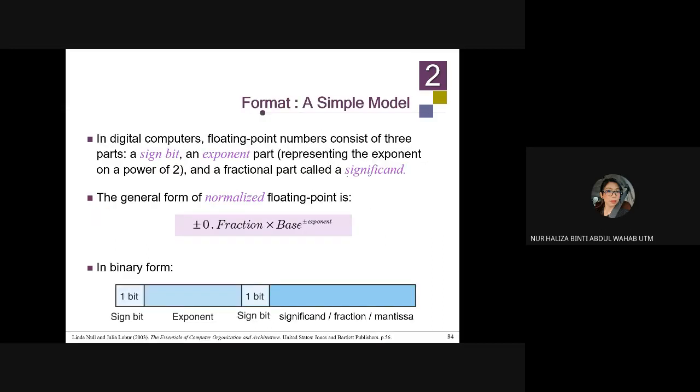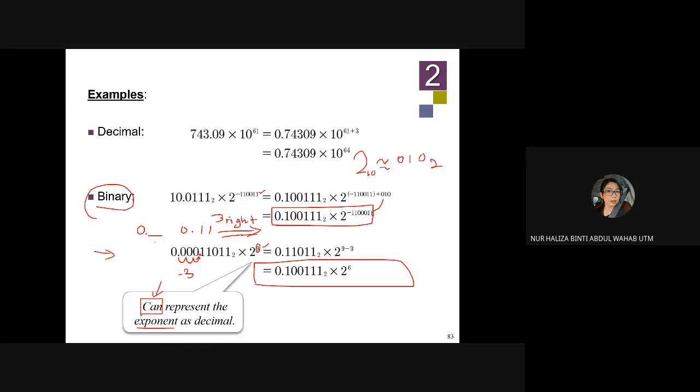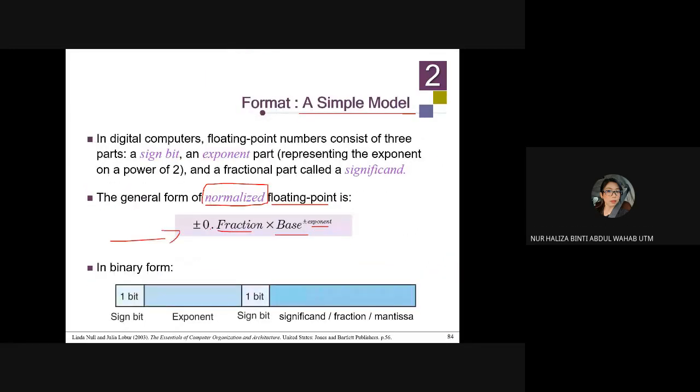So this is not a big problem for you. Now we're going to move to a simple model. So over here, this is the normalized form for your floating point number. You have 0 point fraction, base, and exponent, similar to all the examples that we already went through. So this is the general form, or the standard. So this is the standard of the normalized form for your floating point numbering system.